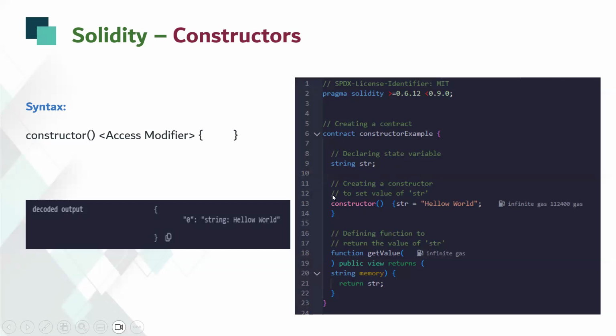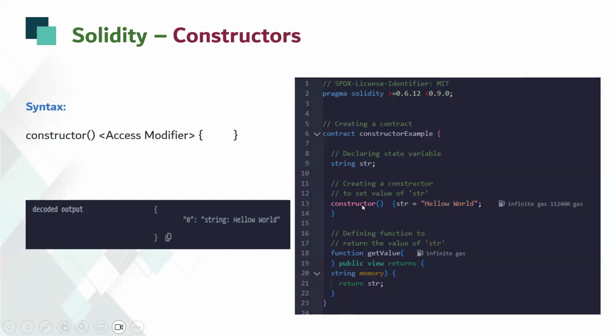Then we have here a string str. Here a state variable called str of type string is declared. State variables are stored on the blockchain and hold values throughout the life of the contract.